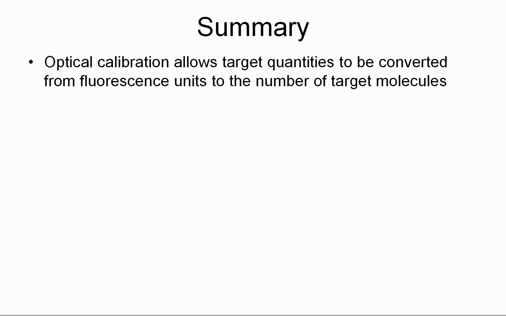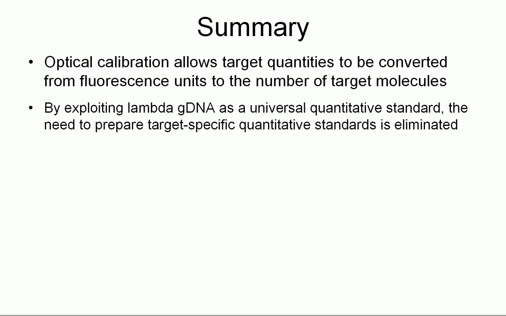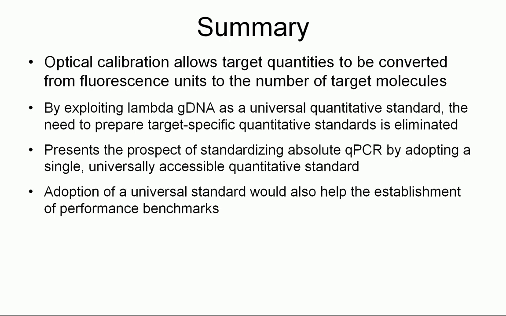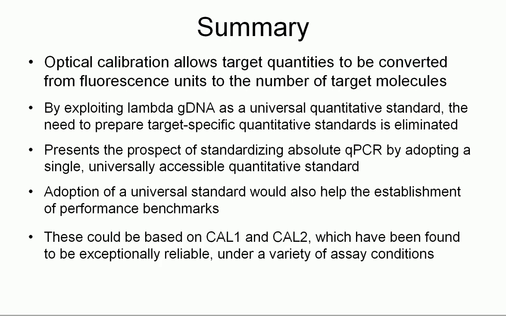To summarize, optical calibration allows target quantities to be converted from fluorescence units into the number of target molecules. By exploiting lambda genomic DNA as a universal quantitative standard, the need to prepare target-specific standards is eliminated. This also presents the prospect of standardizing absolute quantitative PCR by adopting a single, universally accessible quantitative standard. Adoption of a universal standard would also help the establishment of performance benchmarks. These could be based on Cal1 and Cal2, which have been found to be exceptionally reliable under a variety of assay conditions.